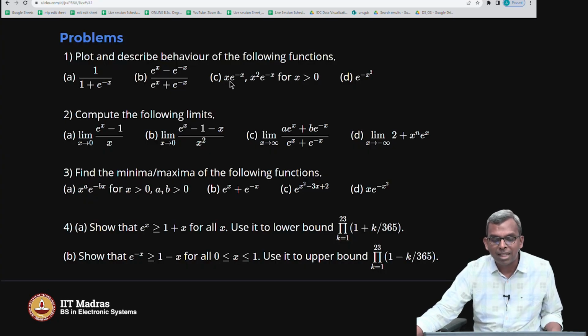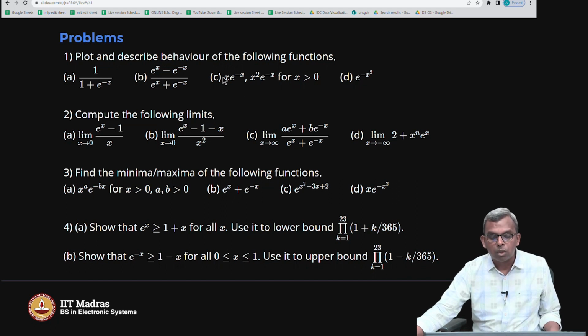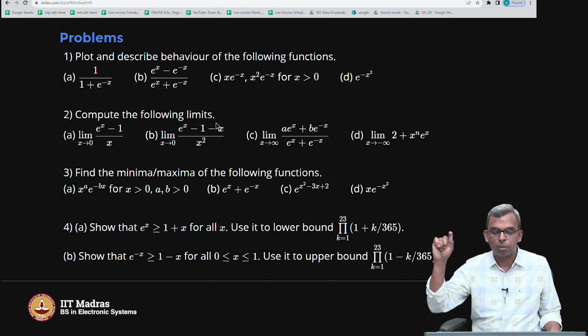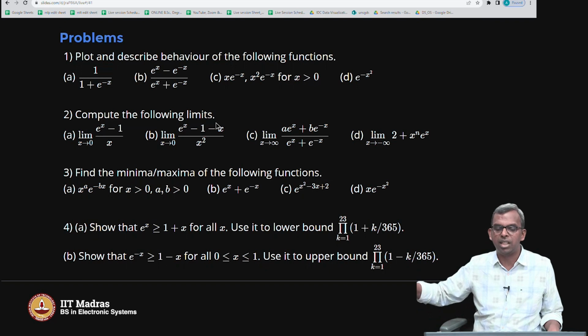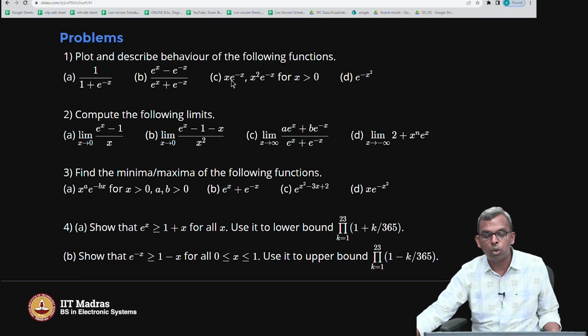The next function is x times e power minus x, x squared times e power minus x for x positive. We're going to look at x positive; x negative will go a little bit bizarre. So what's happening once again here? X is a function which increases with x, just linearly increasing. E power minus x is falling exponentially. So when I multiply these two, because exponential fall is faster than any kind of polynomial x or x square growth, I eventually expect it to go to 0.